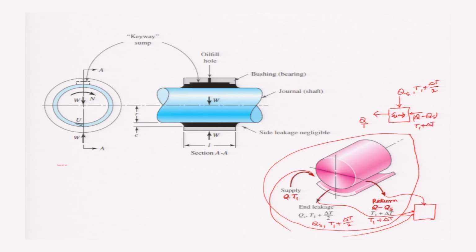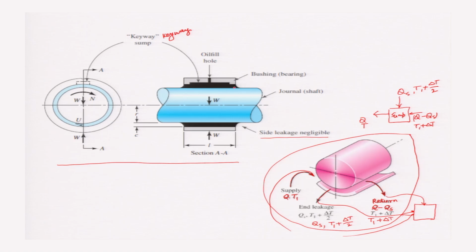Now, this is another type of bearing where there is no separate sump, but inside the bearing itself there is a space where the lubricant stays and does not come out. In this particular case, there is a keyway type of sump inside the bearing, a slot, and in this slot the lubricant is stored. So, in this case, side leakage will be negligible.